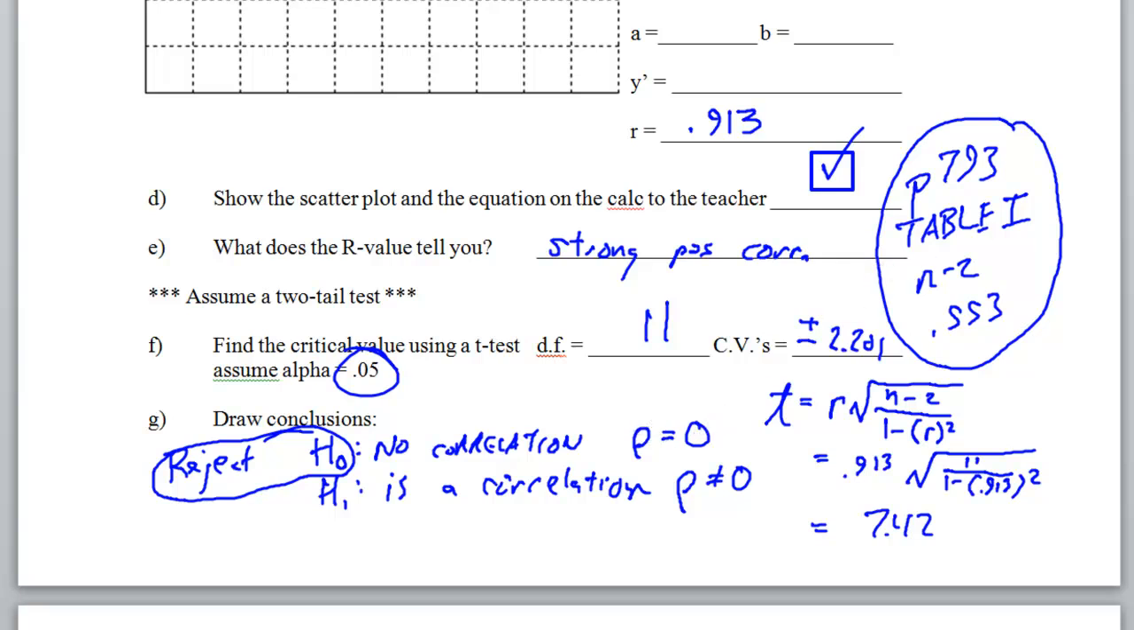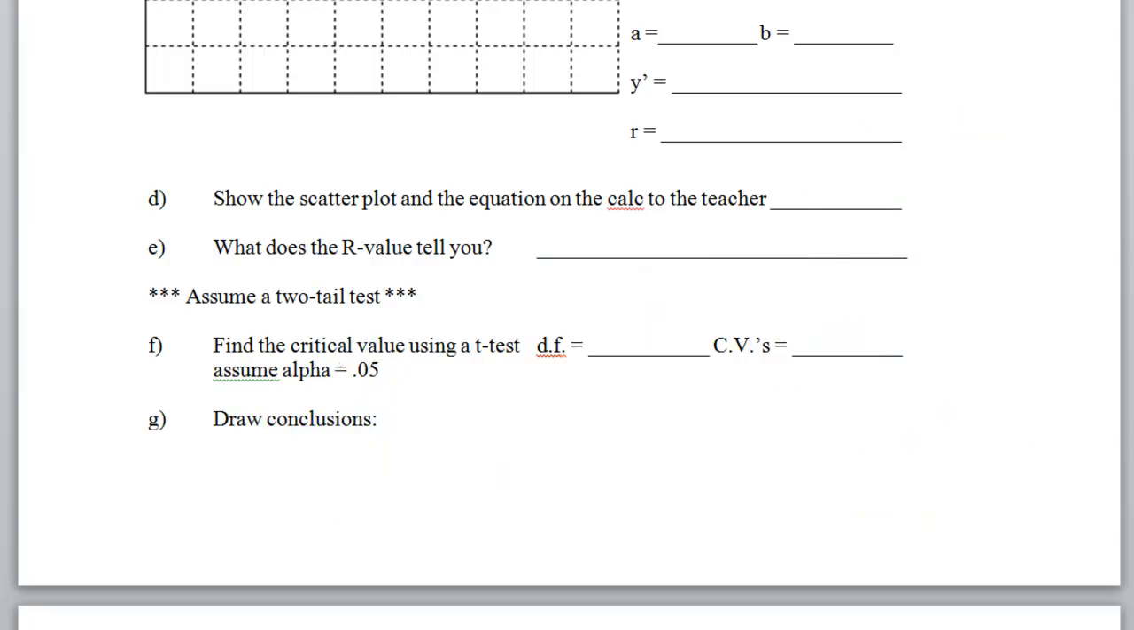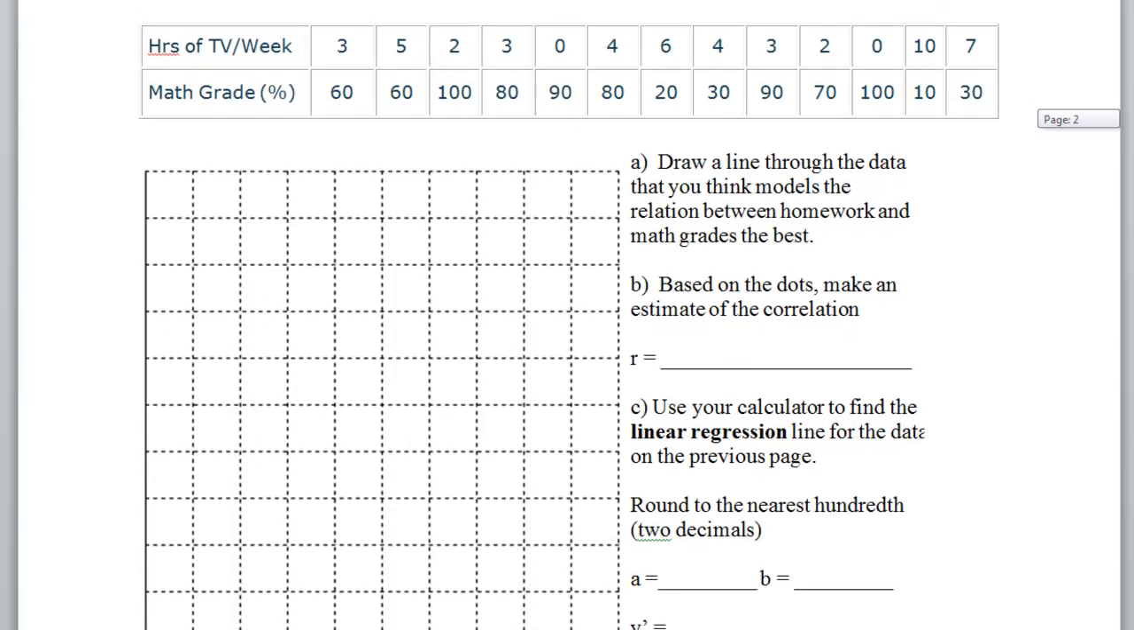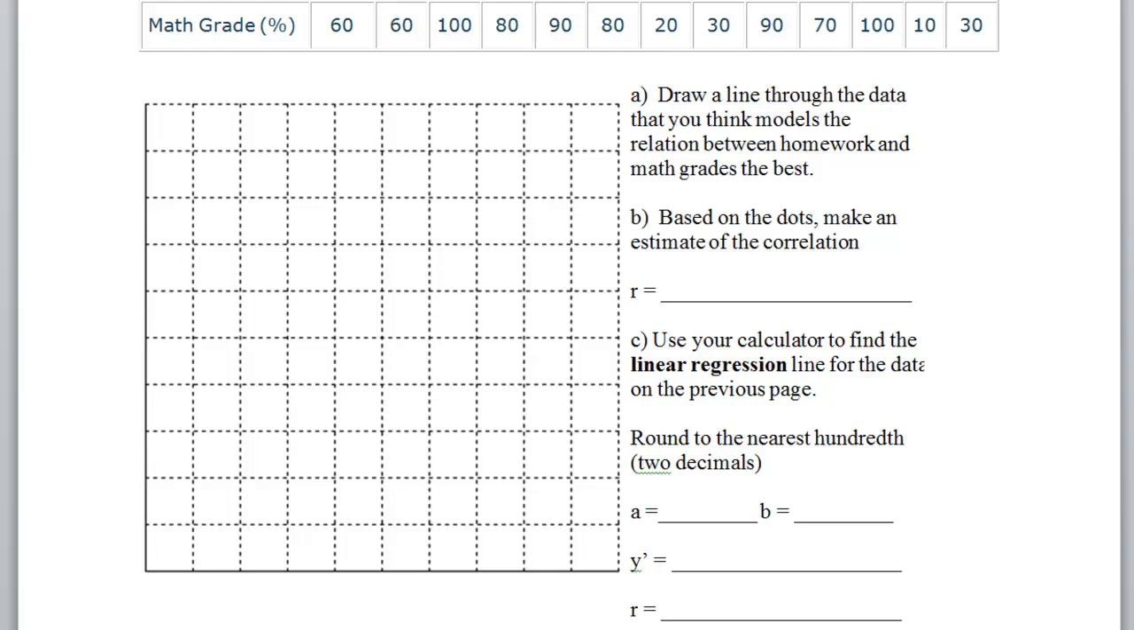All right, now the second page. If we go to the second page, we've got another set of data. Instead of me plotting the scatter plot, because I think you can pretty much do that, take a look at hours of TV per week and math grade. Let me go get my graphing calculator here and show you the results for this one.